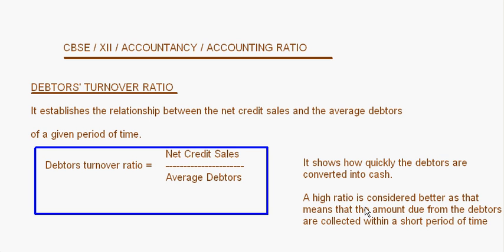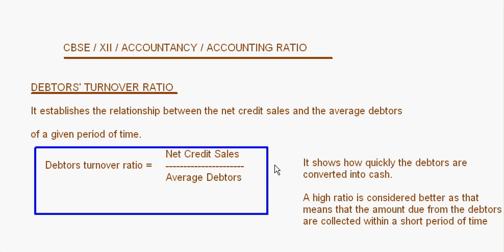A high ratio is considered better, as that means that the amount due from the debtors are collected within a short period of time. So it is always beneficial for the company if the debtors pay quickly. If the debtors are paying after 6 months or 8 months, that is not good for the company. But if the debtors are paying within 1 month, 1.5, 2 months or even 3 months, that is considered good. So a high ratio will result in quick collection of money from the debtors, right? So the aim of the firm should be to have a high debtors turnover ratio.